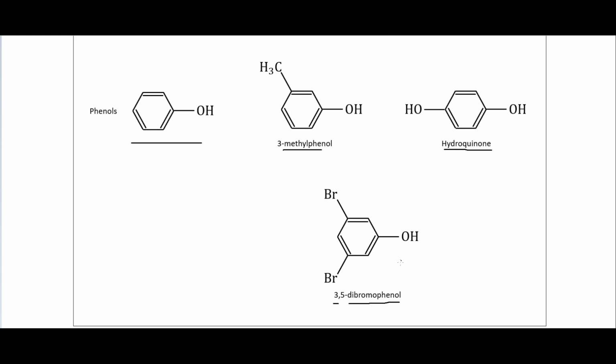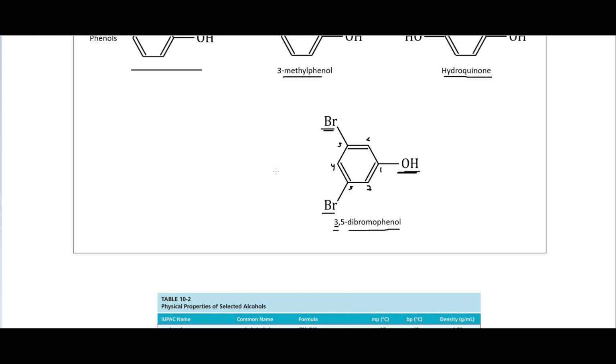3,5-dibromophenol, which here again is showing that the alcohol group is taking precedence over these bromines. So this is on the 1 carbon group, and then we number it. So starting here, 1, 2, 3. So that's the 3 here, then 4, then 5, and 6. So we have another one coming off the 5 right here.